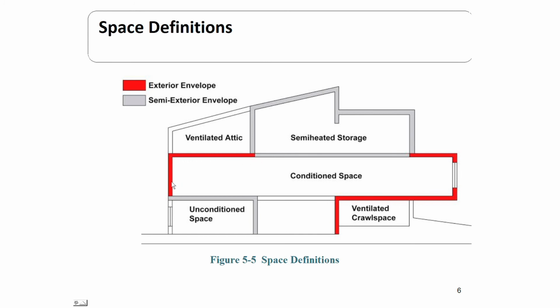Basically, you'll see dark red surfaces here that separate the conditioned space from the outdoors, or a conditioned space from a ventilated attic. Those are denoted as exterior envelopes. What's shown in gray is called a semi-exterior envelope, and that separates conditioned space from a semi-heated space, or a semi-heated space from the outdoors. So there's a more lax requirement for insulation values for the semi-exterior envelopes compared to the exterior envelopes.